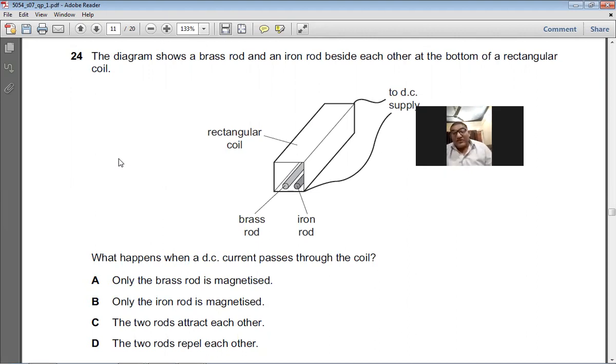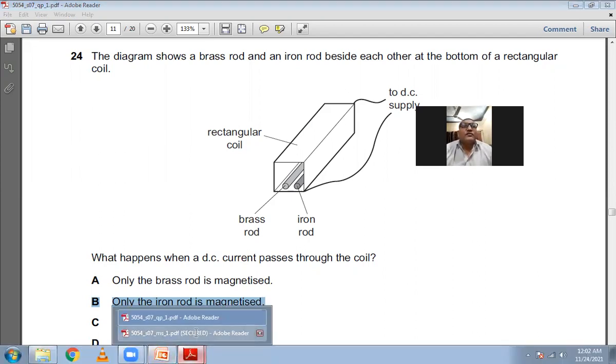Only the brass rod is magnetized. That's wrong. Only the iron rod is magnetized. That is right. The two rods attract each other. That is wrong, because the brass will not be magnetized. The two rods repel each other. That is also wrong. Only the iron rod is magnetized. That's the right answer, I think.